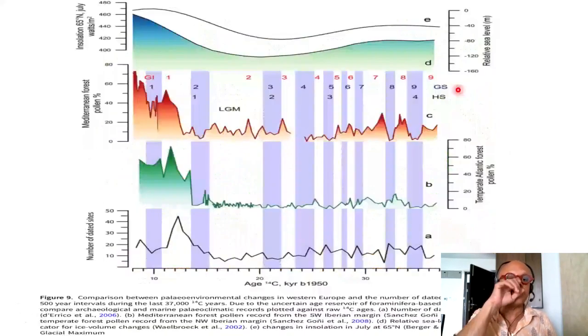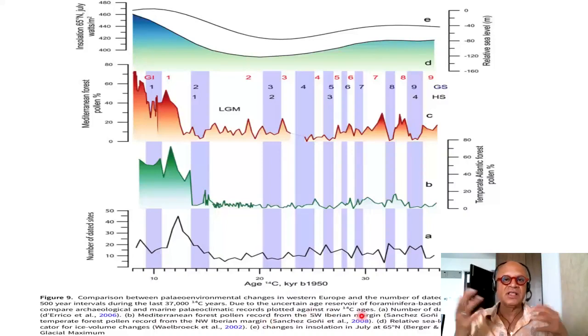glaciation. This is the last figure from this paper, showing again a comparison between paleo-environmental changes in Western Europe and the number of dated archaeological sites by 500-year intervals during the last 37,000 C14 years. Due to the uncertain age reservoir of foraminifera-based C14 marine samples, we compare archaeological and marine paleoclimatic records plotted against raw C14 ages. They are not adjusted. Number of dated archaeological sites.